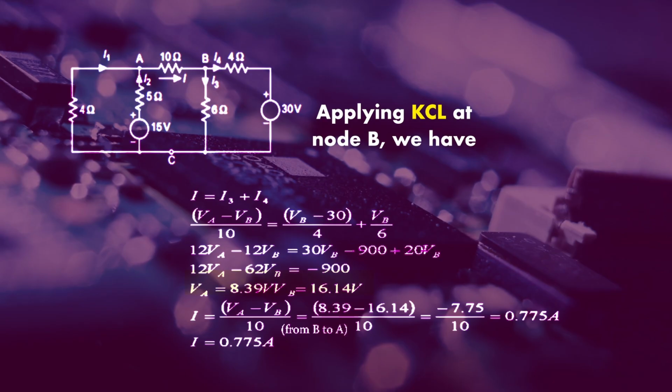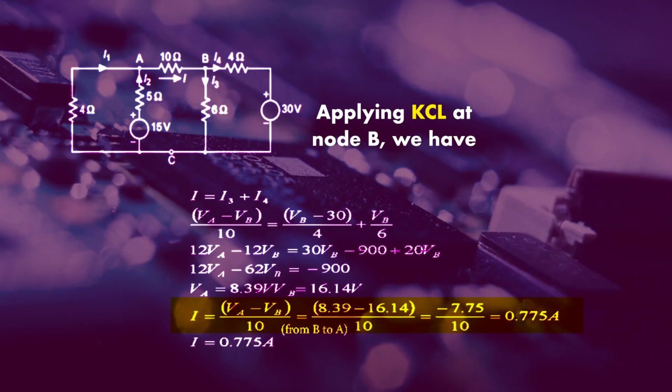After solving, you will get VA equal to 8.39 volts and VB equal to 16.14 volts. Now, because you have to find the current flowing between node A and B, and that current is I, I can be written as (VA minus VB) upon 10. So just put in the values of VA and VB: VA is 8.39 and VB is 16.14. After solving, you will get the final current flowing between terminals A and B, that is minus 0.775 ampere.